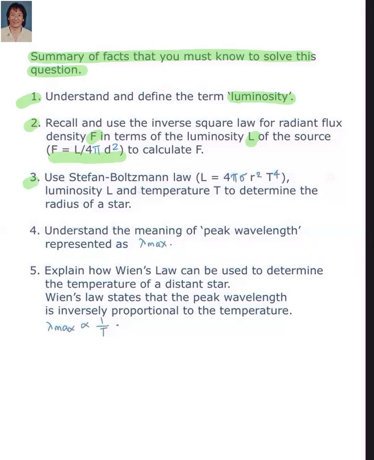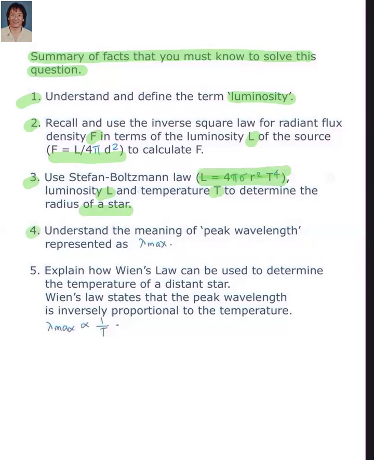Then number 3 is to use the Stefan-Boltzmann law, which is given by this equation. Use the Stefan-Boltzmann law, luminosity L and the temperature T to calculate the radius of a star. The formula to use is L equals 4 pi, constant of proportionality, R squared, then T to the power 4.